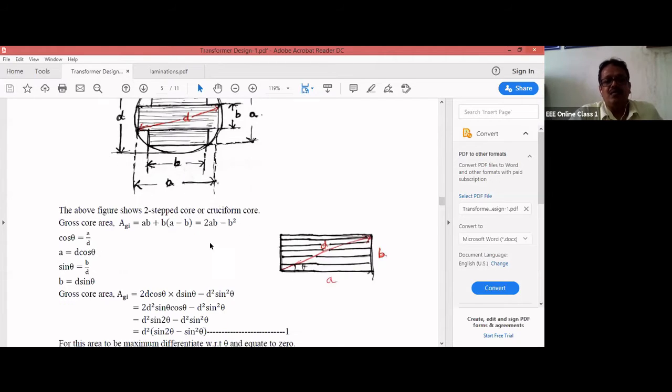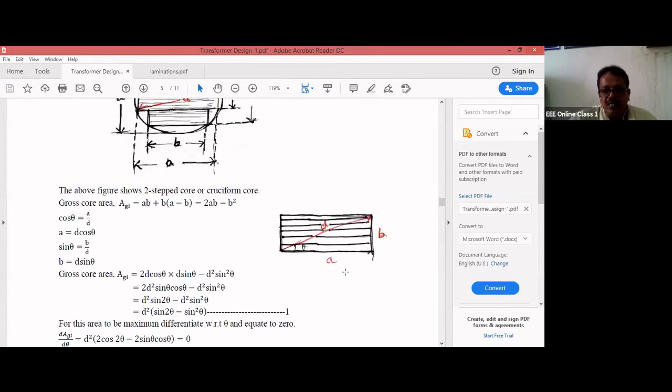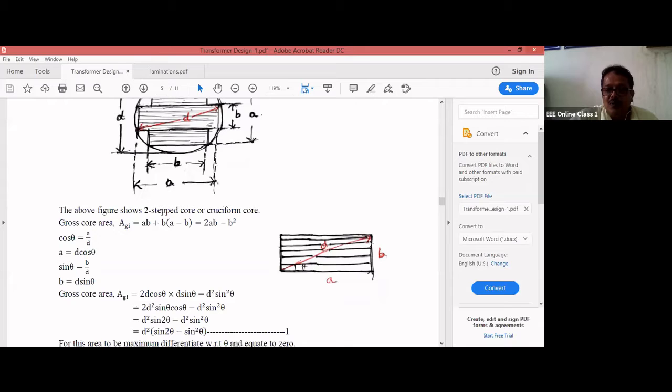So what do I have to calculate? I have to calculate A and B. If I know A and B, then I can calculate AGA. To calculate A and B, I have taken this part separately and shown it here. This is the width of the stamping, A, and this is the depth. Width and depth of your laminations, the depth of one part of the core, A and B.